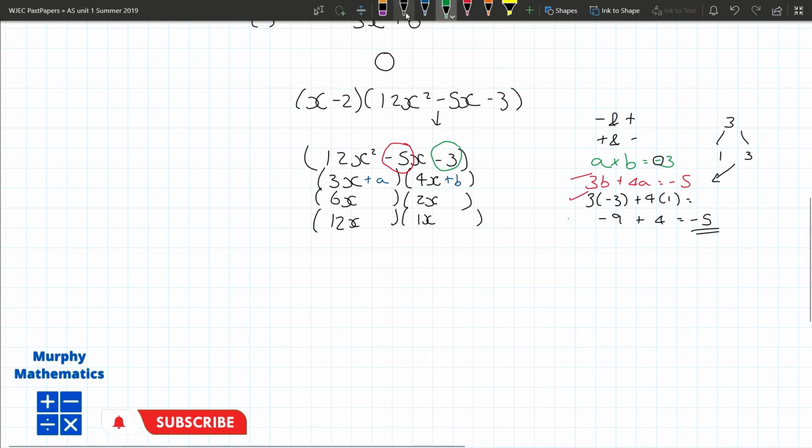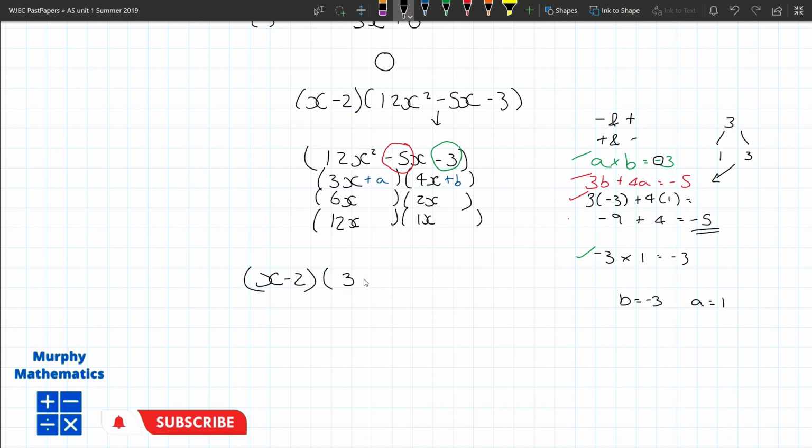And let's check for the first equation, the green equation. So minus 3 times 1 equals minus 3, so yeah. Okay, and now how we put them in is important. So we know that b equals minus 3 and that a equals 1. So all our brackets, we're going to have x minus 2 like before, and now we're going to have 3x plus 1, and we're going to have 4x minus 3. And so we have equals 0.